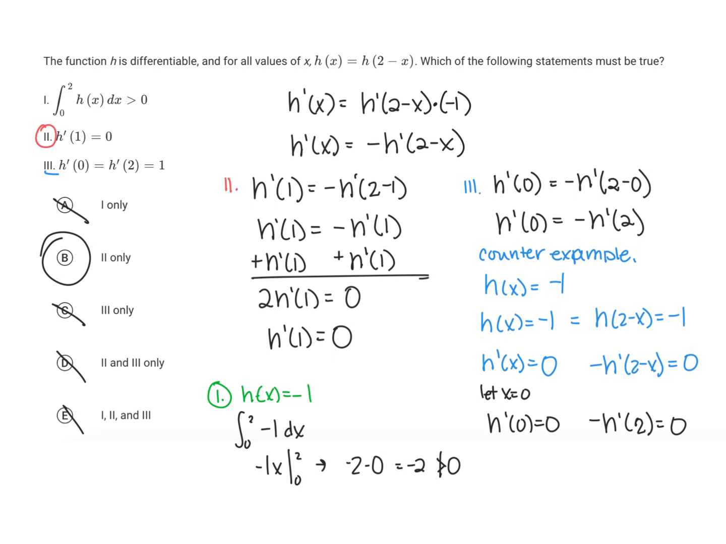So really, the best way to go about this one would be using a counterexample, because if we can find one counterexample, we know the statement is false. And since we were able to find one counterexample for both condition 1 and 3, the same counterexample, we know they don't work. So this one was a little bit funky. Hopefully that helps.